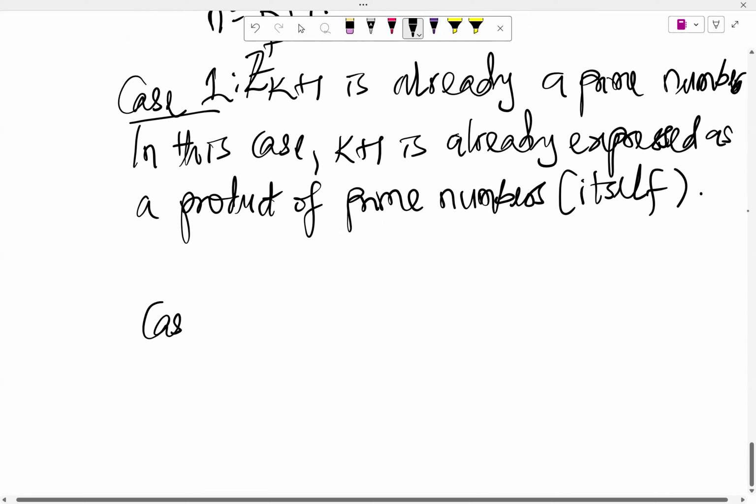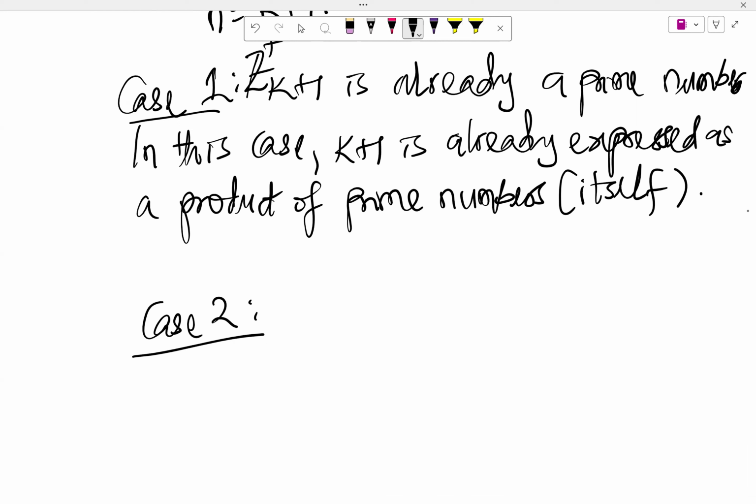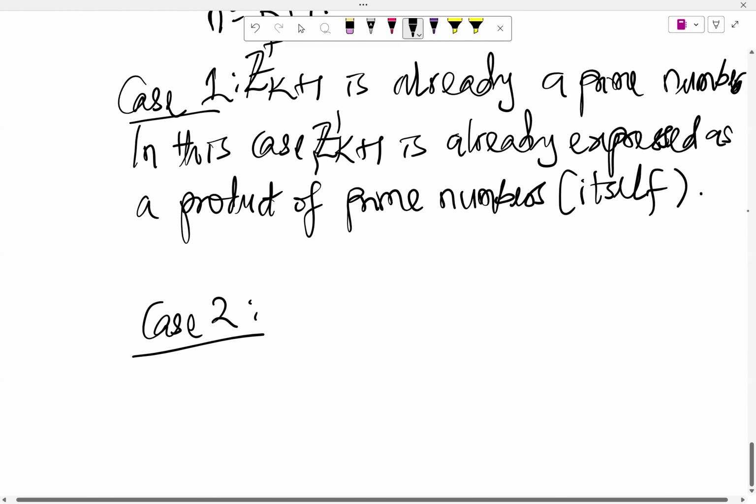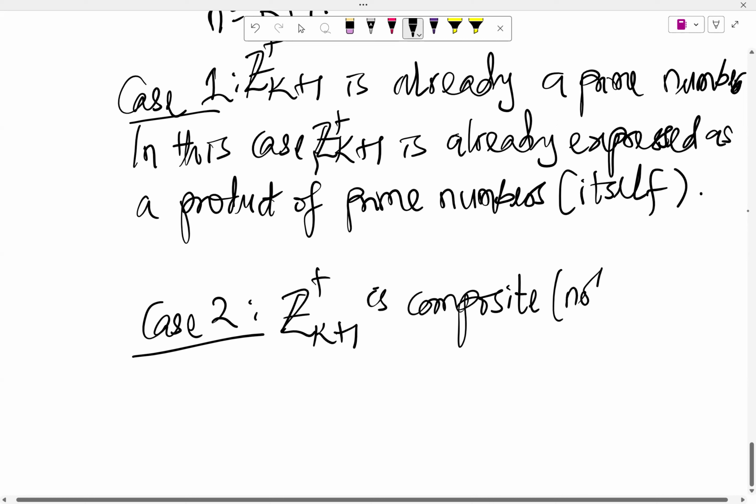So for case two now, in the case of case two, right? Don't forget, I keep using my notation, and I keep forgetting. So Z plus. So case 2 now, Z plus k plus 1 is composite. That is it. That means that it is not prime. So in this case now, what do we do?